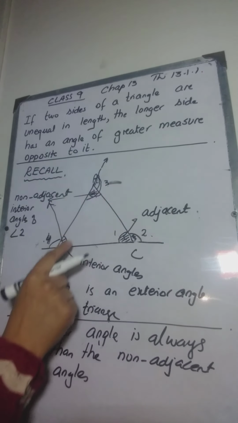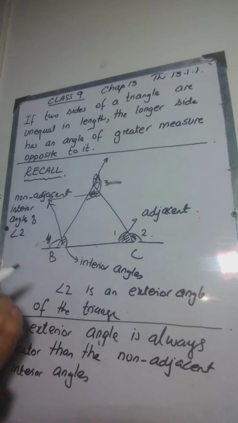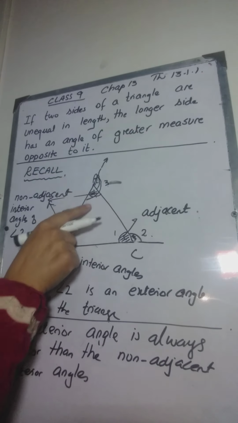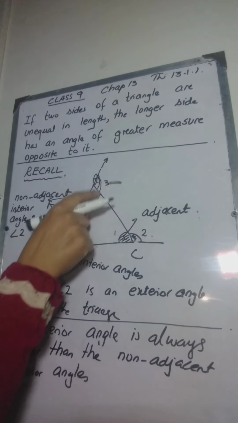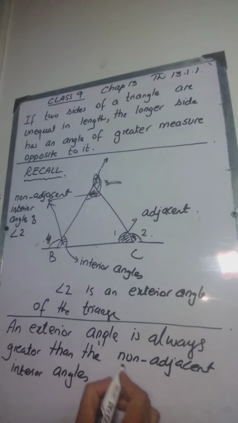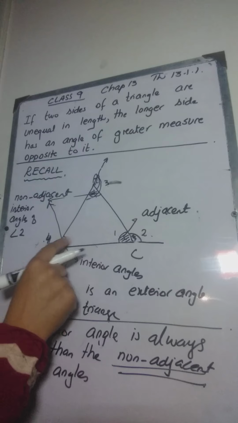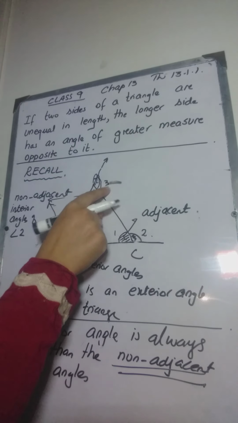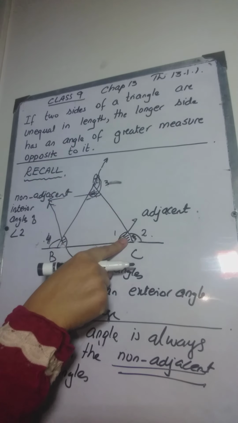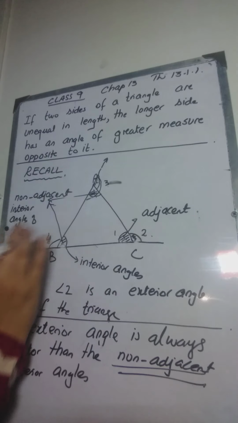And angle 3 will be greater than which two angles? This is angle 3, this is the angle which is adjacent with 3. So we are talking about the non-adjacent one. The non-adjacent angles of angle 3 are these two. This is angle 3, so the non-adjacent will be these two because they are not joined with 3.